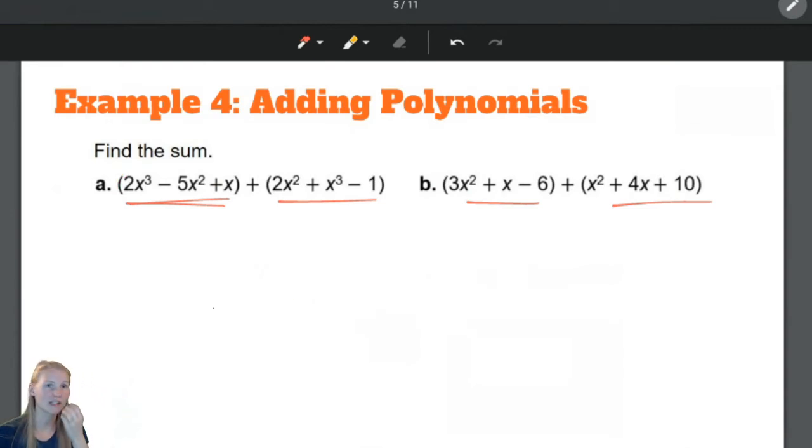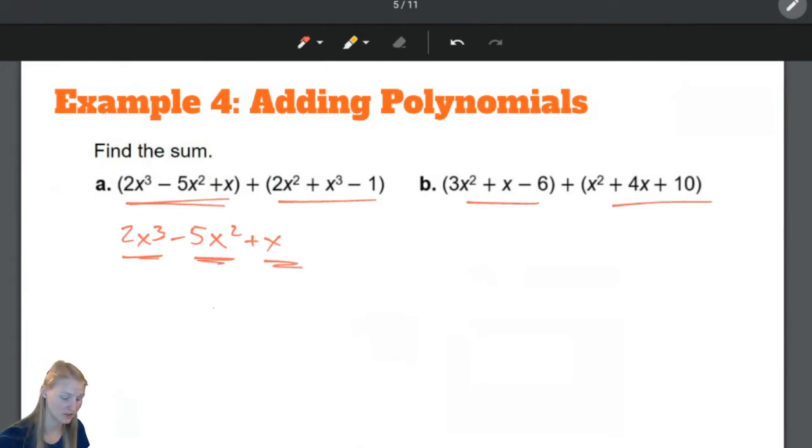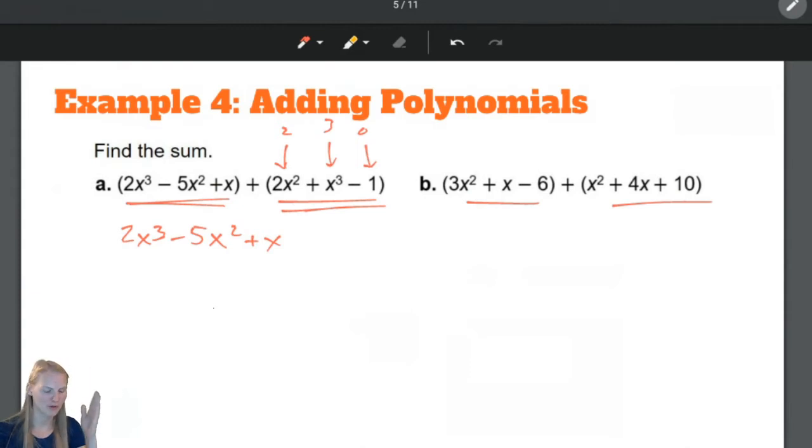Okay, now let's write these in standard form. 2x cubed minus 5x squared plus x. Oh, well, wait a minute. This one already is in standard form. This degree is 3, which is bigger than 2, which is bigger than 1. So this is already in standard form. But if I look at this polynomial, I have 2, 3, and 0. That's not biggest to smallest. It needs to go 3, 2, 0. So now I'll write x cubed plus 2x squared minus 1.